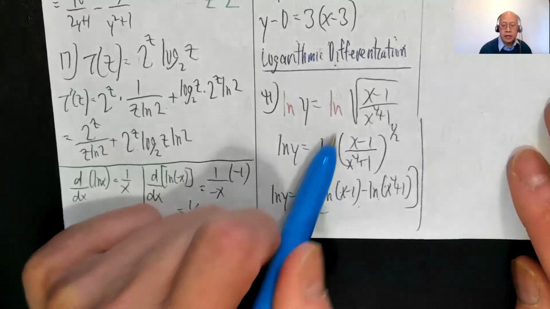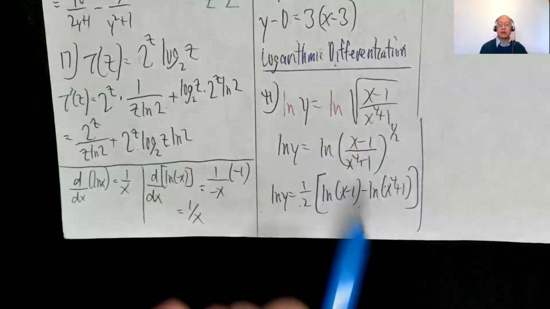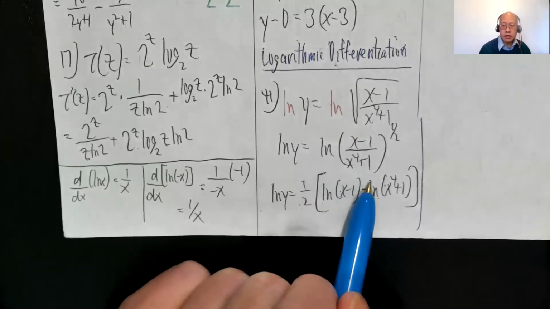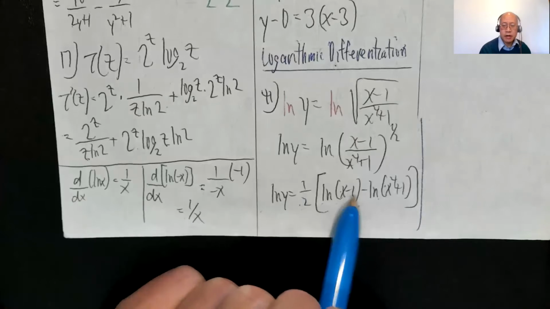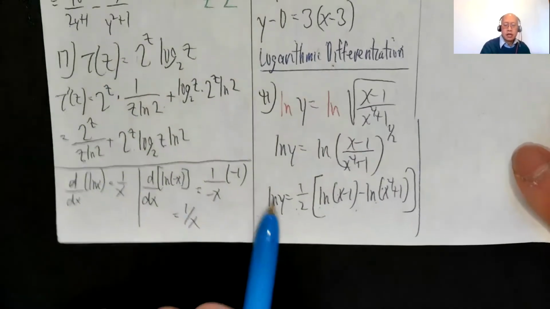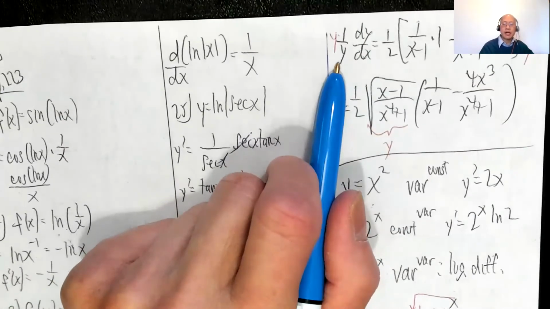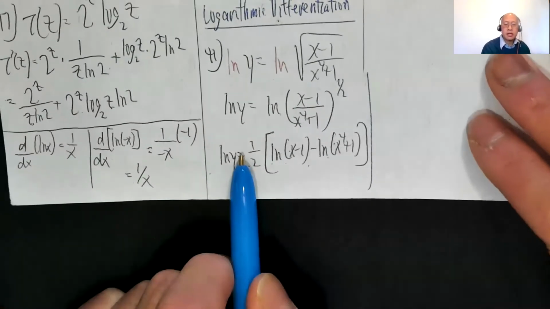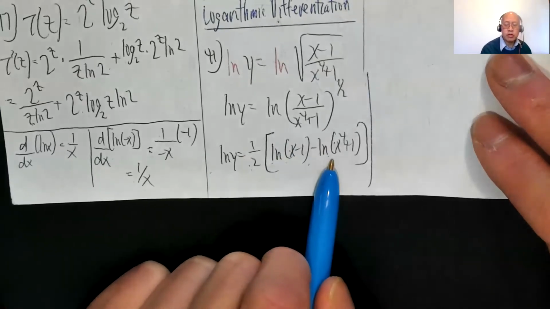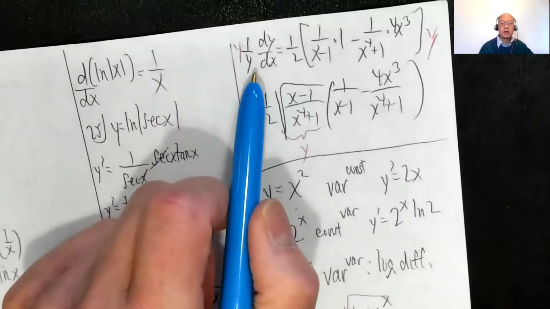So now this is ln of x minus 1 over x to the fourth plus 1, to the 1/2. And now I can use my property of logs, bring the half in front. ln of a quotient is the difference of the logs. So 1/2 times ln of x minus 1 minus ln of x to the fourth plus 1. Now I differentiate implicitly both sides. So this becomes 1 over y dy/dx. It's always going to be like that. That never changes. Then this is going to be 1/2 times 1 over x minus 1 minus 1 over x to the fourth plus 1 times the derivative of x to the fourth plus 1, which is 4x cubed.